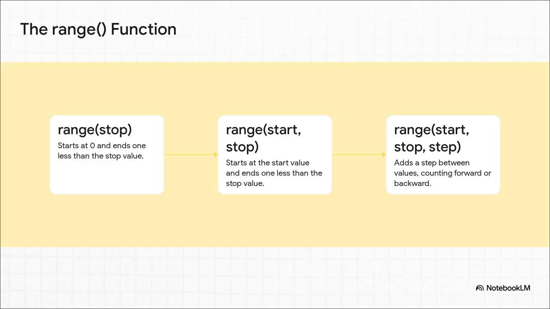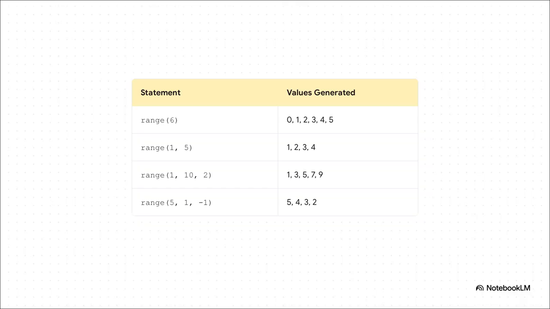And here's a little insider tip. Range is incredibly efficient. It doesn't actually create a giant list of numbers in memory. It just generates them on the fly, one at a time, exactly when the loop needs them. Pretty smart, huh? And you can see here exactly how that plays out. Notice with range of 6, you get 6 numbers, but it starts at 0 and stops just before 6. That's a classic Python thing to remember.